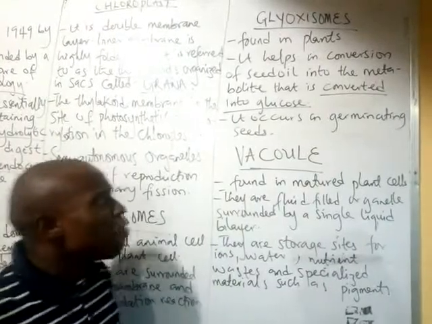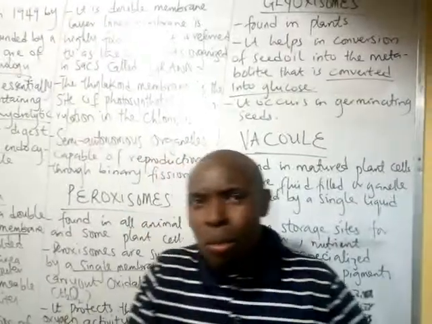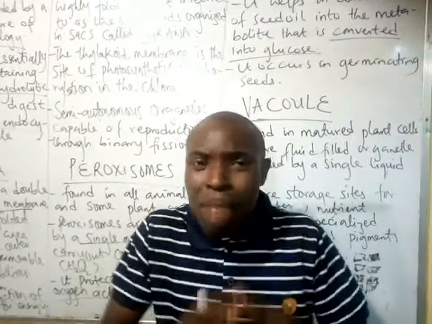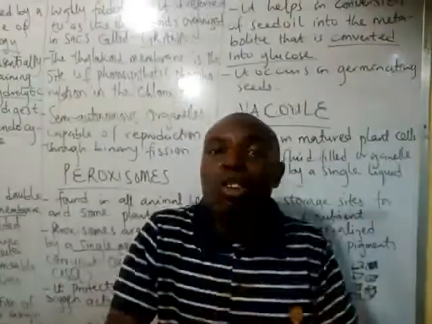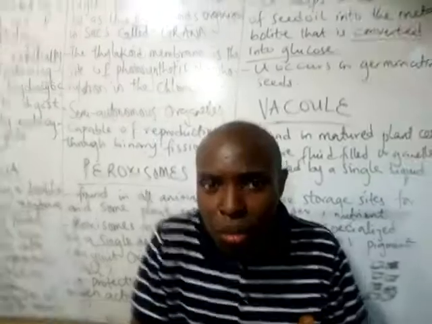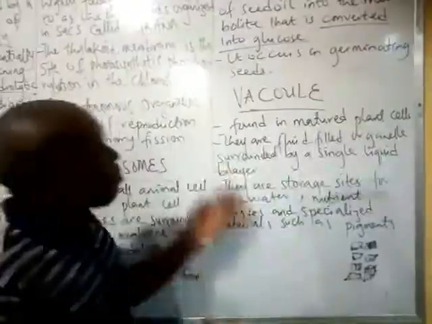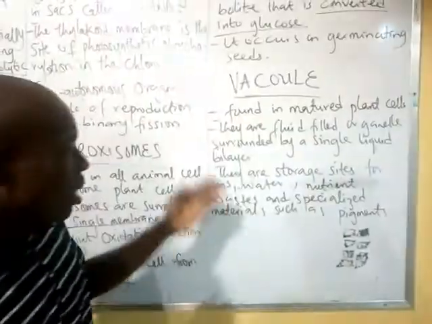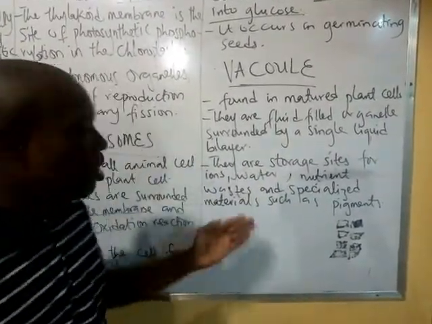The vacuole. Now the vacuole is more pronounced in mature plant cells. An animal cell might not have, or it may have a vacuole. Now, they are fluid-filled organelles surrounded by a single lipid bilayer. What's their function? They are storage sites for ions, water, nutrients, waste, and specialized materials such as pigments.